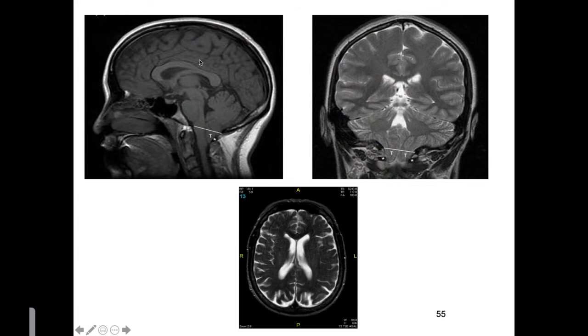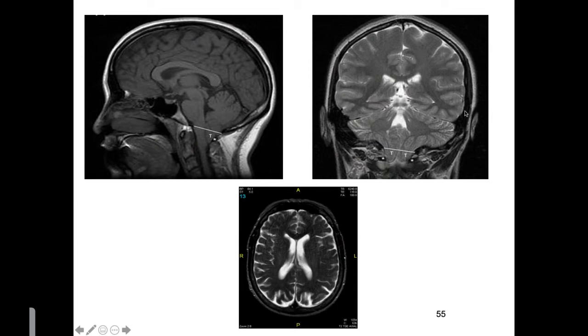When we look at the brain, this is a sagittal. This is the front. This is the back. This is your spinal cord. Here's the tongue. Here's the cerebellum. Here's the medulla, the pons, and the cerebrum. Here's the diencephalon. Here's your thalamus.